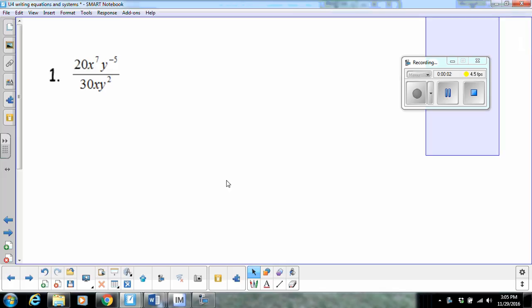All right, so let's look at some of your homework problems from tonight. Just remember to take your time on these negative exponents. Okay, so the first thing I'm going to do on problem number 1 is I'm going to reduce. So 20 divided by 30 reduces to 2/3.